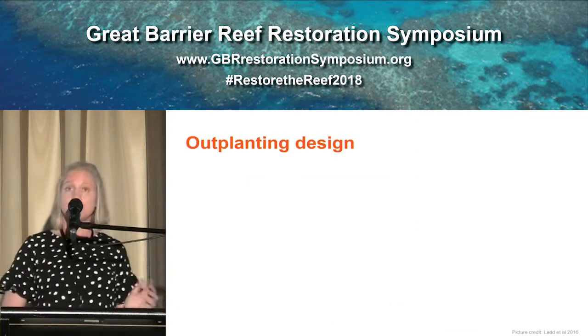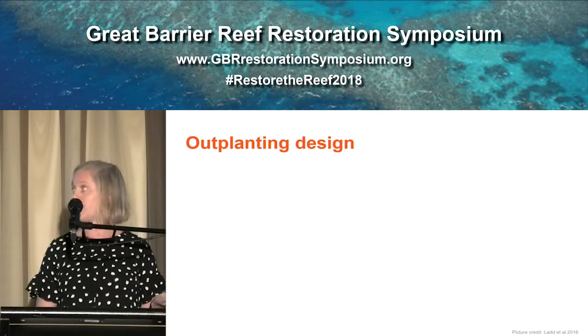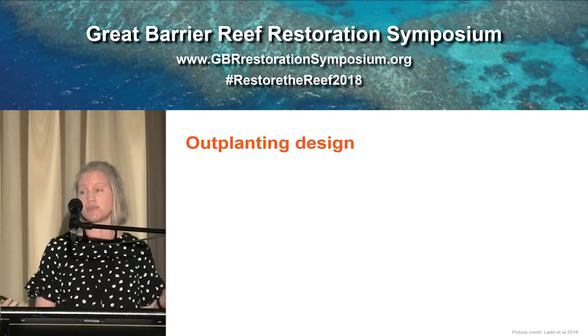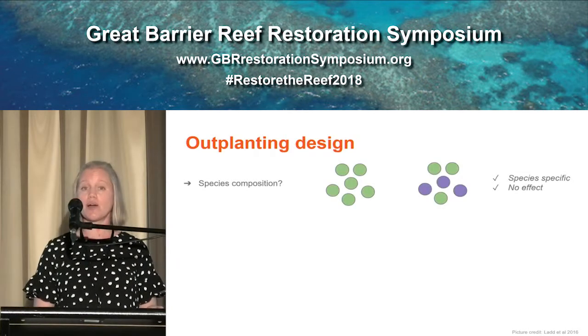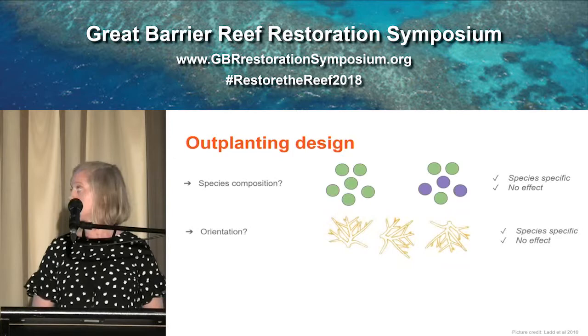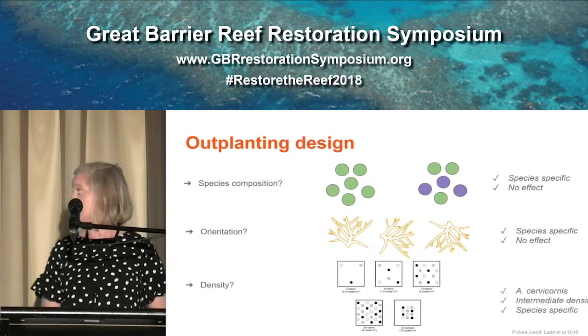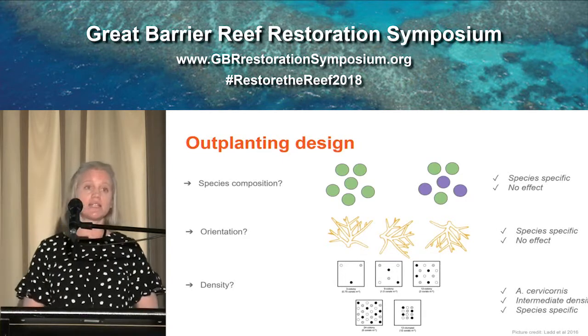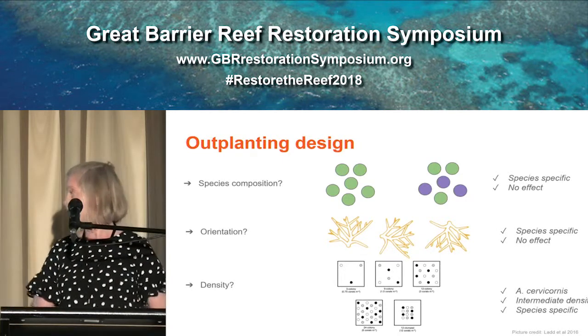When it comes to outplanting design, we didn't have that much data to look at this in detail, and that's probably why all of our results are species-specific. So looking at the species composition of your outplanting, the orientation of your fragments, and the density of outplanting, some have strong effects on some species and no effects on other species.